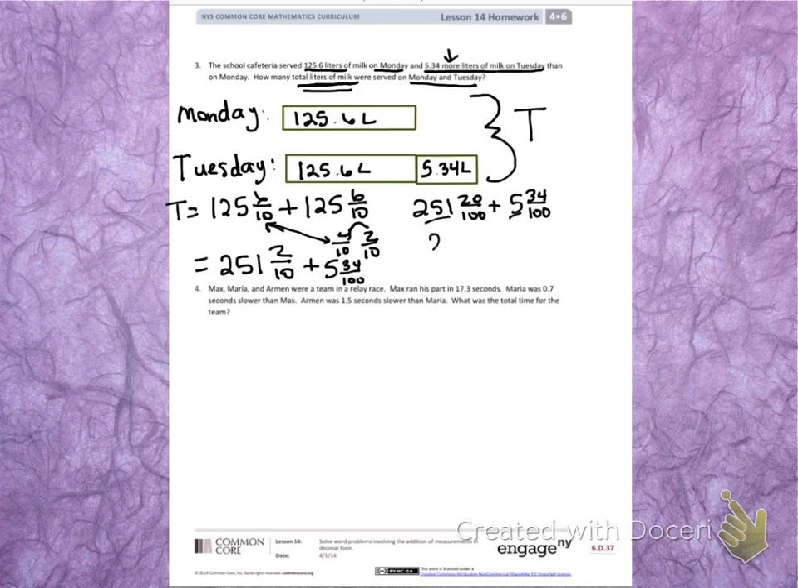That makes 256. We can add 20 hundredths and 34 hundredths. That makes 54 hundredths. So it's 256 and 54 hundredths of a liter. Since they're using decimals in their problem, I'm going to go ahead and put a decimal as the answer. It's 256.54 liters.